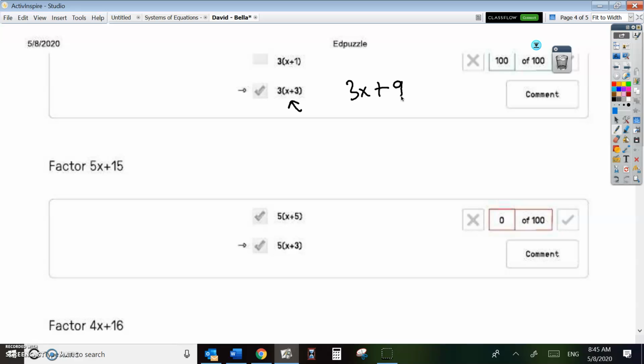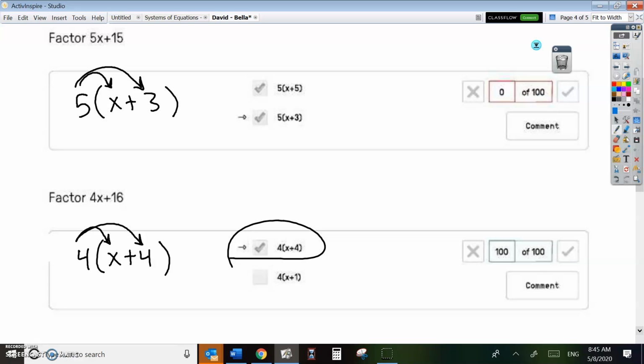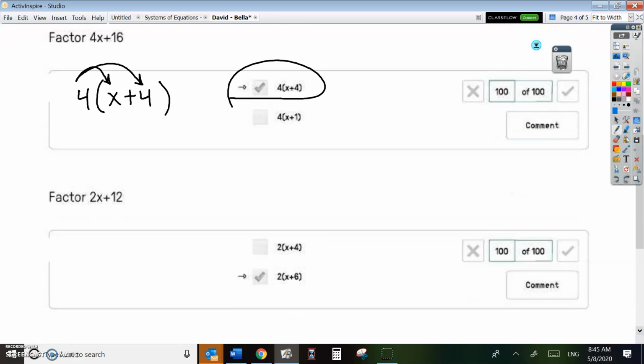Factor 5x plus 15. They both have a factor of 5. Check it by distributing 5x plus 15. Factor 4x plus 16. 4 is a factor of both of those. Distribute to check it. 4 times x is 4x. 4 times 4 is 16. Correct. Factor 2x plus 12, 2, x plus 6, distribute to check. Yep, looks good.